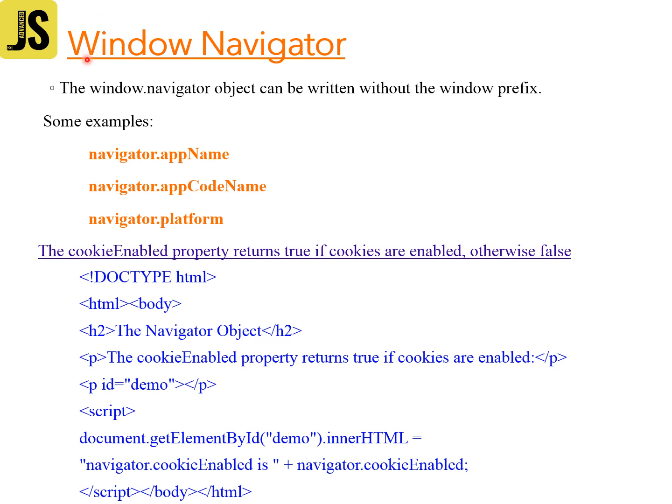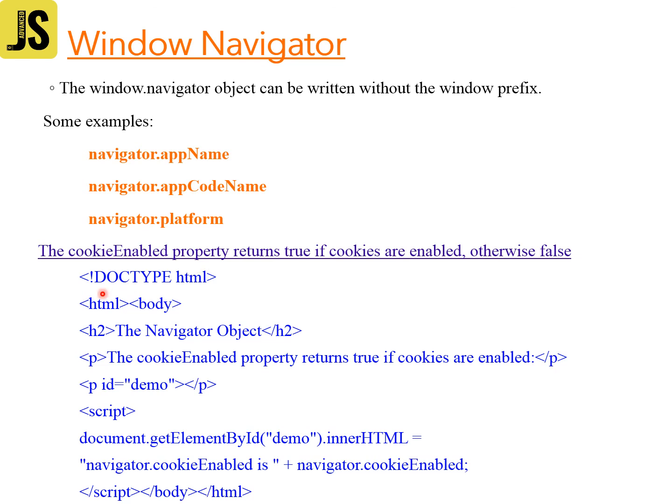The next property associated with BOM is window navigator. The window navigator object can be written without the window prefix. So it can be used like this: navigator.appName, navigator.appCodeName, navigator.platform. These are some of the properties associated with navigator. The cookieEnabled property returns true if cookies are enabled, otherwise false. Cookies are small files associated with browsers for storing the user details.